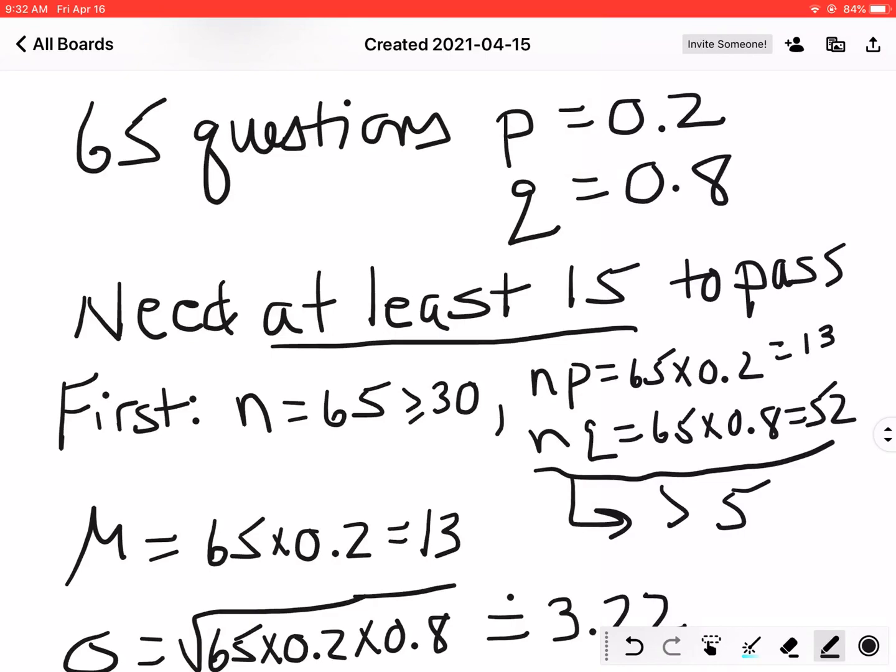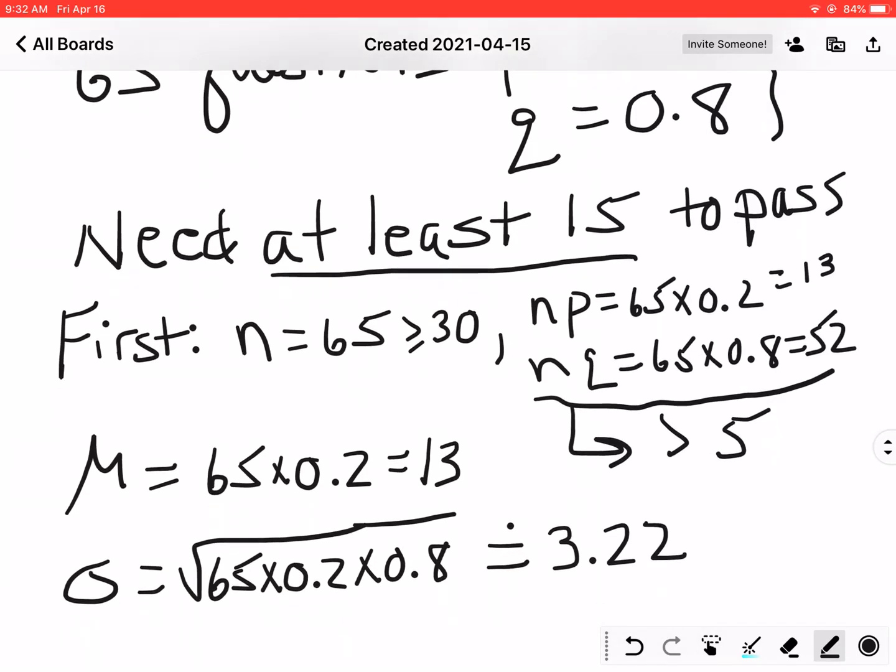The bottom line is we have 65 questions left because I knew 35 questions, and the probability of success is 0.2, therefore the probability of failure is 0.8 because there are 5 questions on each. And I need at least 15 to pass, which means 15 or 16 or 17 and so on, not exactly 15.